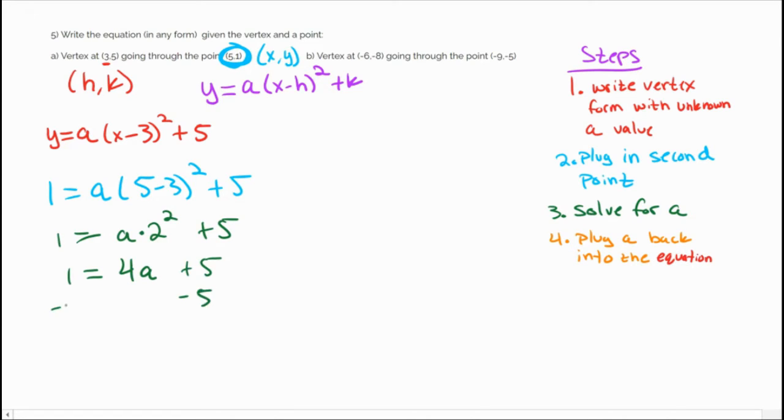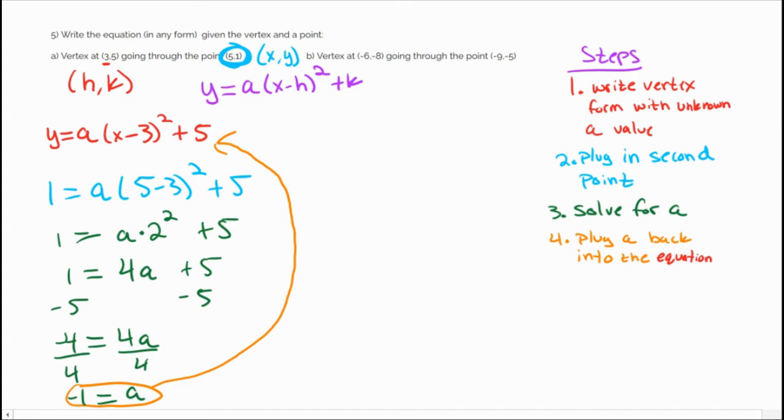I'm going to subtract 5 from both sides to give me negative 1. Nope, negative 4. Getting ahead of myself here, equals 4a. Divide both sides by 4 to give me a is equal to negative 1. So last thing I got to do is I'm taking this a value here and I am plugging it back in to what I got here in the red. So what that means is that my final answer for this one is going to be y equals negative 1, because that's my a value, x minus 3 squared plus 5. And there's my equation.